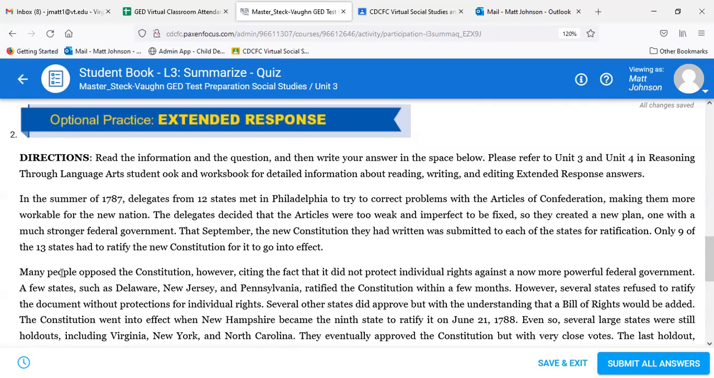In the summer of 1787, delegates from 12 states met in Philadelphia to try to correct problems with the Articles of Confederation, making them more workable for the new nation. The delegates decided that the articles were too weak and imperfect to be fixed, so they created a new plan, one with a much stronger federal government. That September, the new constitution they had written was submitted to each of the states for ratification. Only 9 of the 13 states had to ratify the new constitution for it to go into effect.